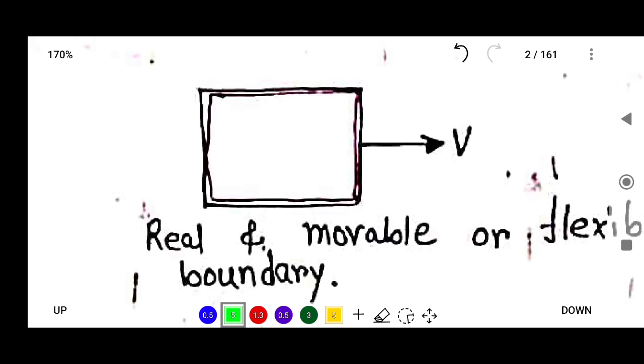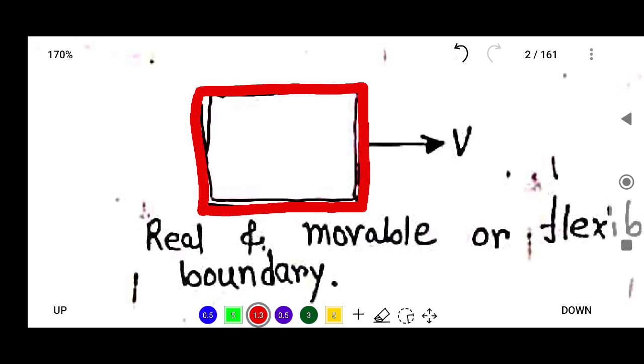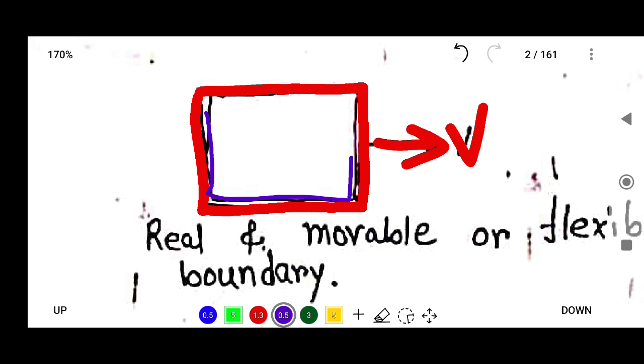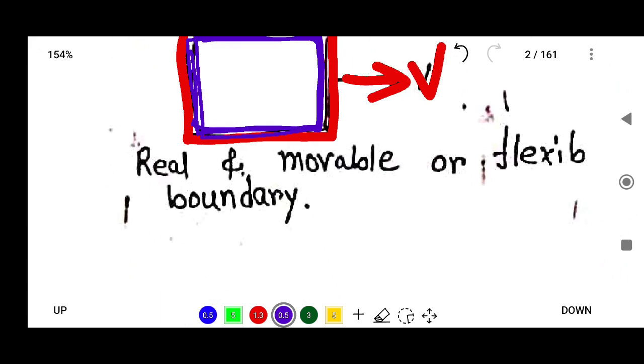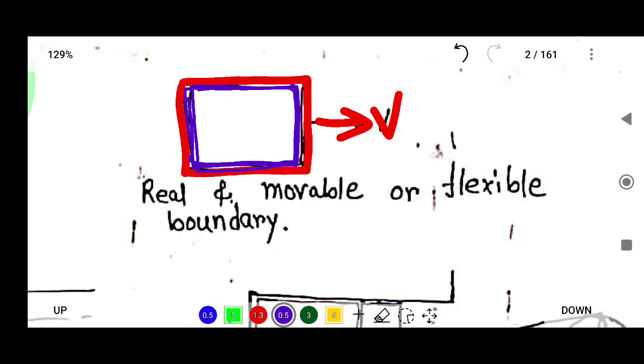Now suppose there is another boundary. This is a rigid boundary, and the velocity of this boundary is v. Inside this rigid wall, this is our boundary. So this is known as real and movable, and you can say that this is the flexible boundary.